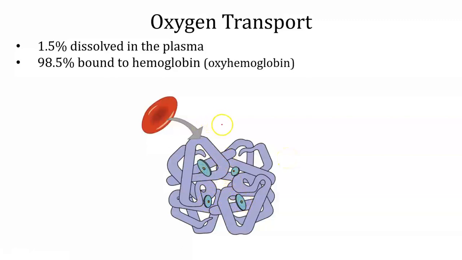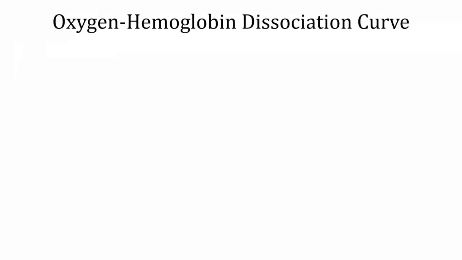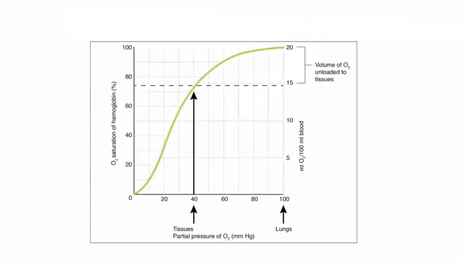Now, the strength or the affinity with which oxygen wants to stay on the chair will vary depending on the partial pressure of the gas. So you can create an oxygen hemoglobin dissociation curve, which shows this principle. This is what a standard oxygen hemoglobin dissociation curve will look like.